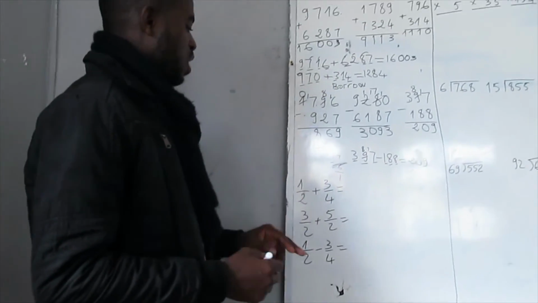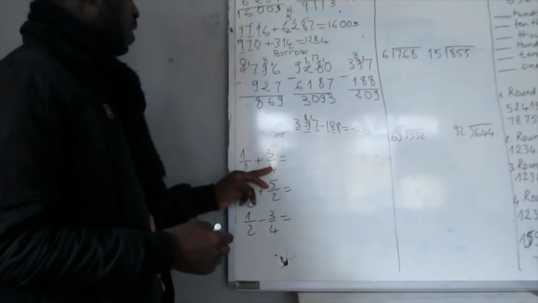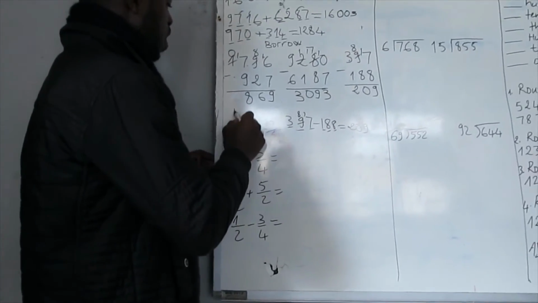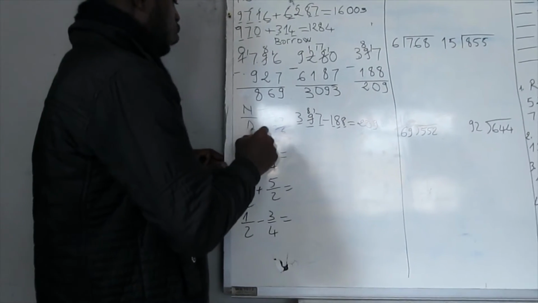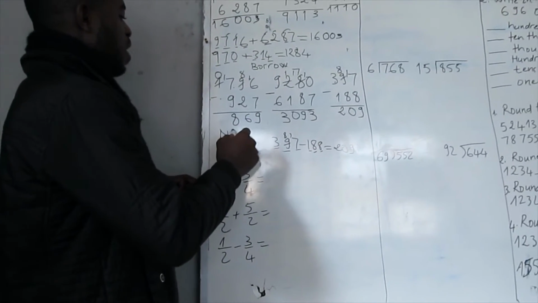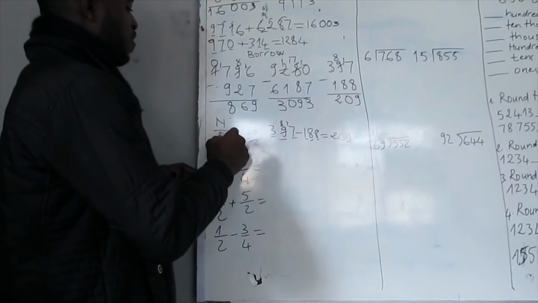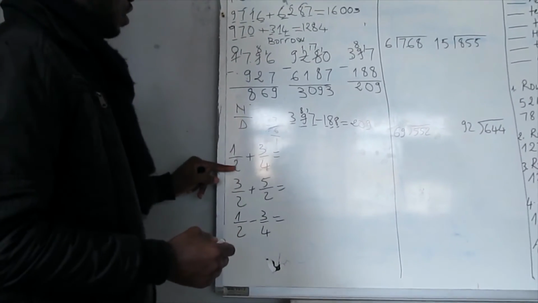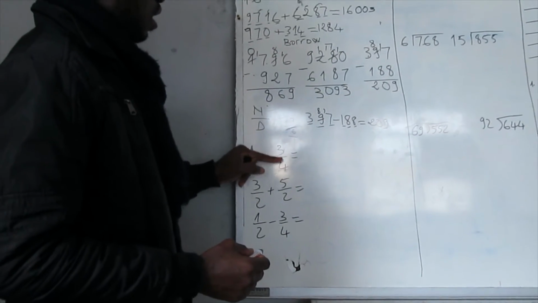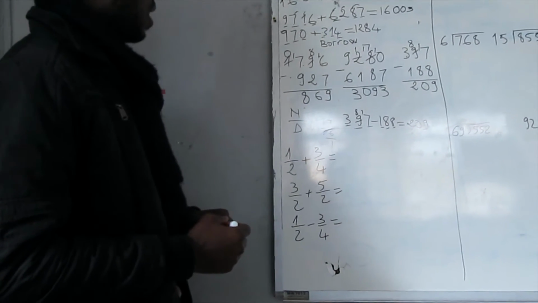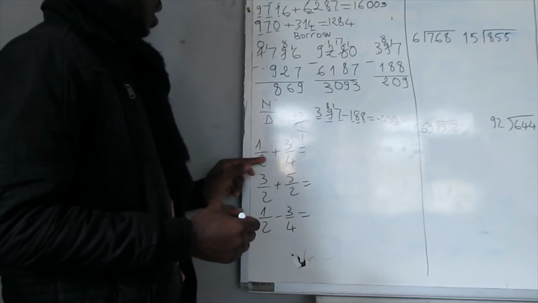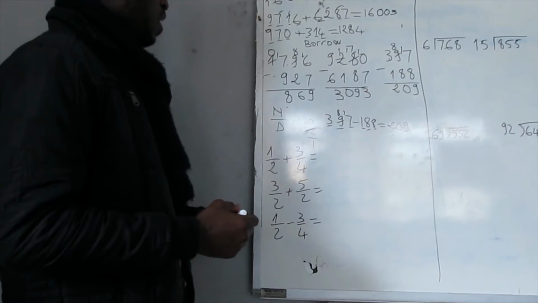Now for us to make this denominator common, because in fractions we have a numerator and a denominator. The denominator is the number at the bottom, separated by our fraction line. So here our numerator is 1, our denominator is 2, our numerator is 3, our denominator is 4. So we must make the denominators, the numbers at the bottom, the same. It must be the same.